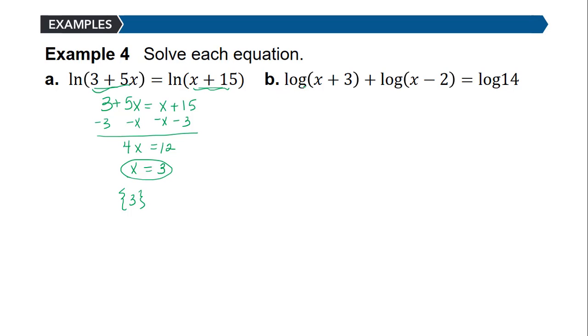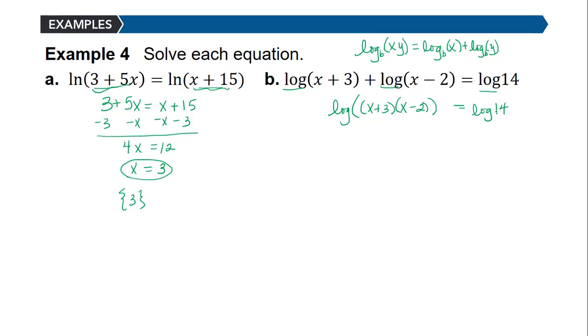Example 4b is log of x plus 3 plus log of x minus 2 equals log 14. So this equation involves logs only, but we don't have a log of something equals log of something. So we're going to need to use the properties of logarithms to combine the log expressions on the left. And remember that when we have a sum of logs, that is equivalent to the log of a product, right? The product rule states that the log to the base b of the quantity xy is equal to the log to the base b of x plus the log to the base b of y. So therefore, we can rewrite the left-hand side as log of the product x plus 3 times x minus 2, and that's equal to the log of 14.